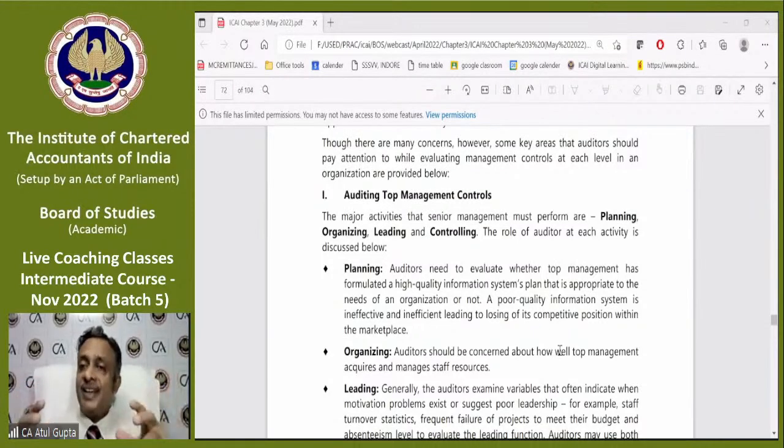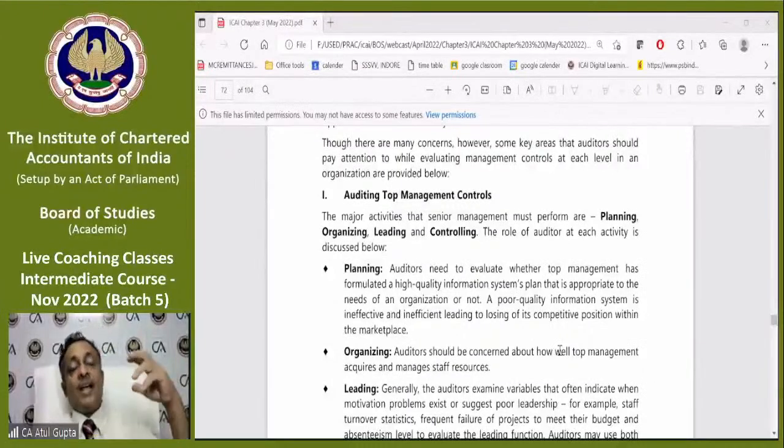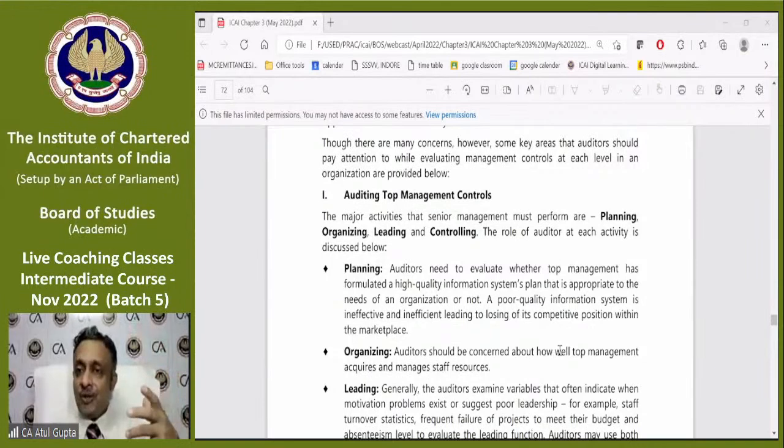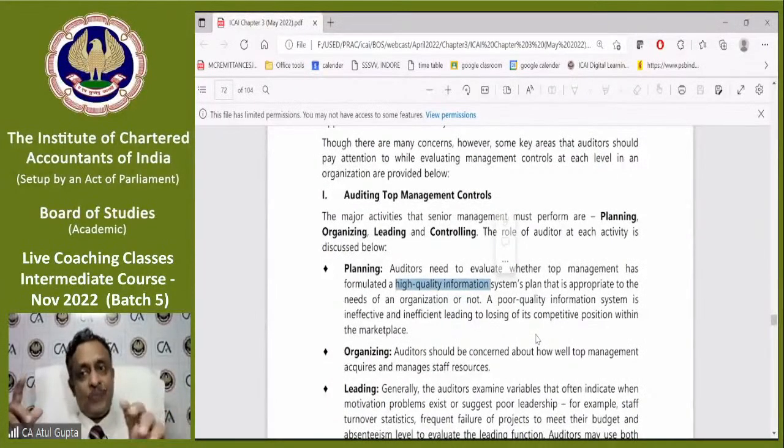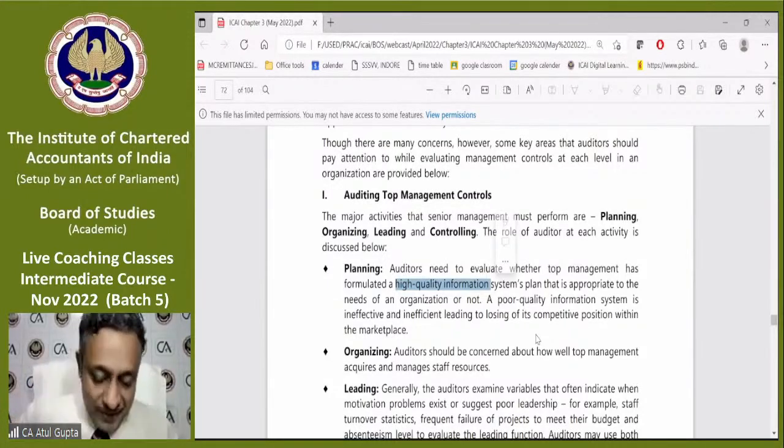Now, what it basically means is that I'm auditing an information system. It starts from the top. So whether top management has ensured that the information system that is being used is creating what? High quality information, because this information is going to be used for decision making. Now just take this word and see how many things are built into this single word.